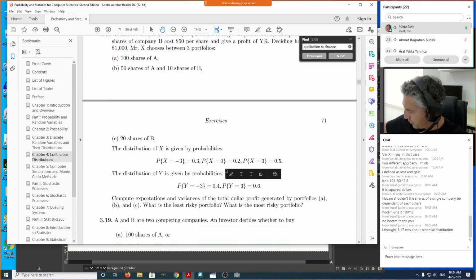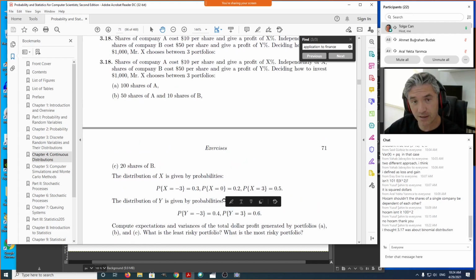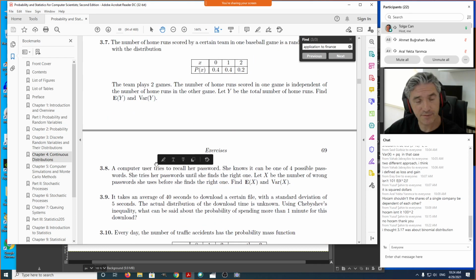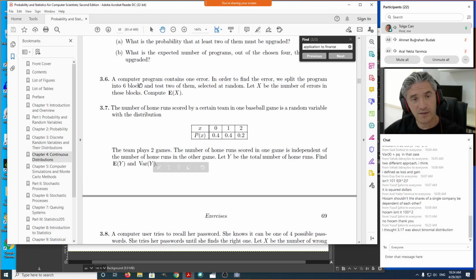So if not, I'm going to continue with, for example, 3.6 from chapter 3. Let's look at this one. A computer program contains one error. In order to find the error, we split the program into 6 blocks and test 2 of them, selected at random. Let x be the number of errors in these blocks and compute the expected value of x. So this is an expected value question, but let's see how we're going to do that.